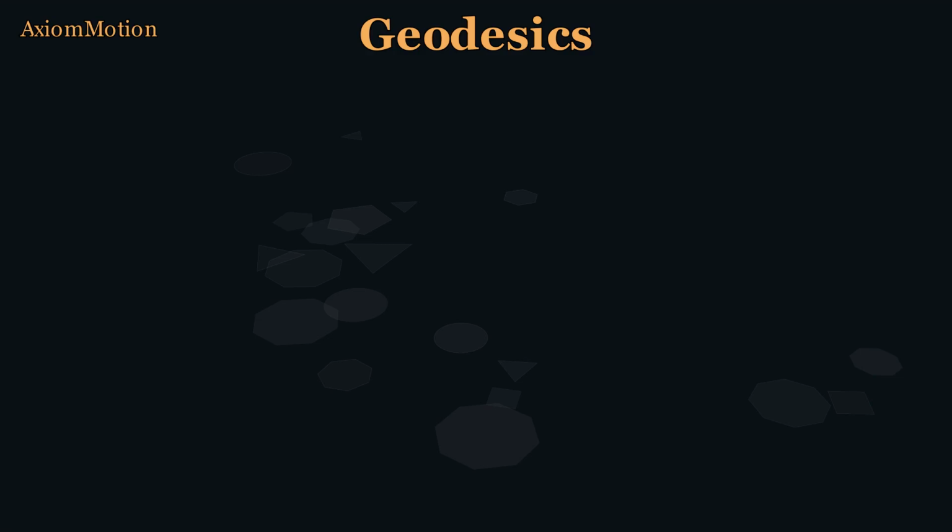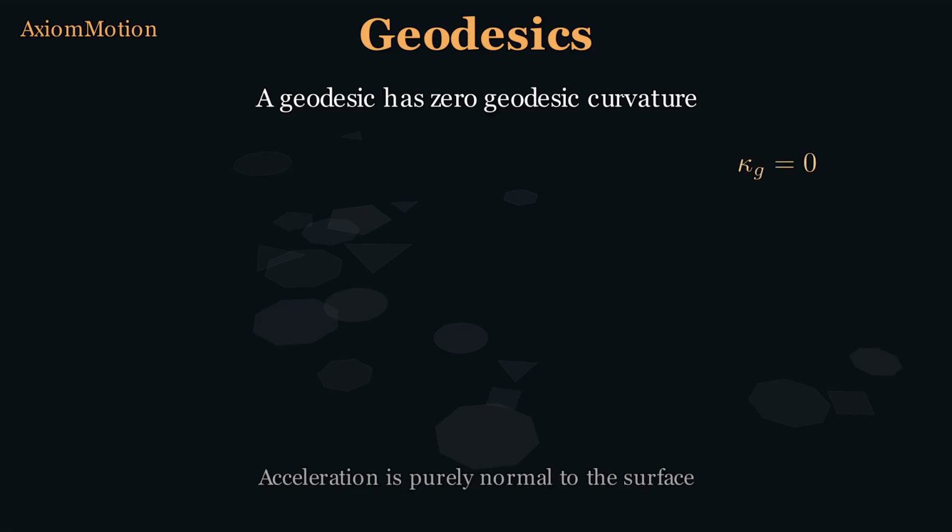What does it mean for a line to be straight on a curved surface? A geodesic is a curve whose acceleration is entirely perpendicular to the surface. Its geodesic curvature is 0. It never turns left or right within the surface. It goes as straight as the surface allows.